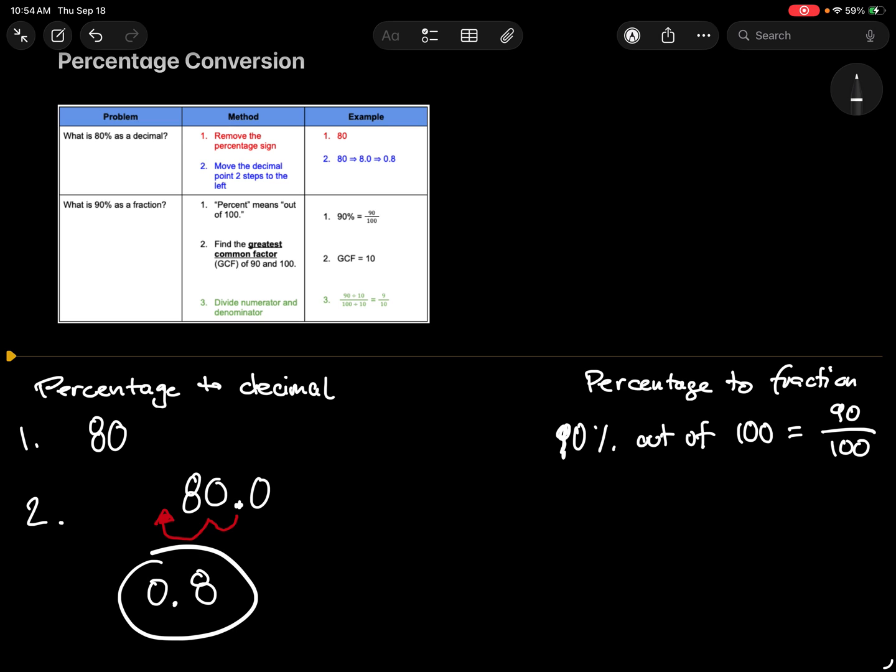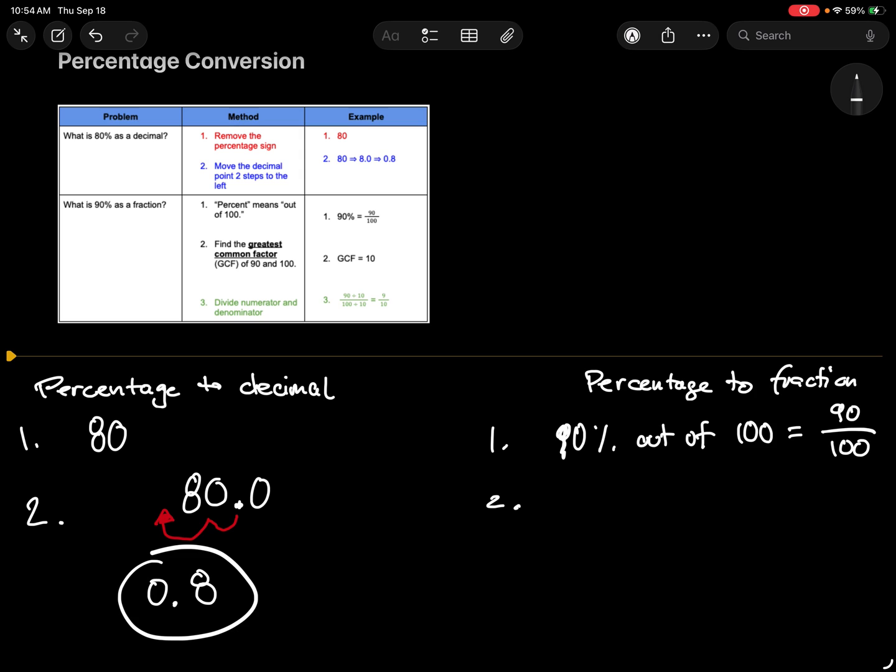Whatever number you have that you're looking to convert from percent into a fraction, that number goes into the numerator up top, and 100 goes into the denominator. That's just a rule of thumb. That's how it works. Okay, so now next step. So this was our first step.